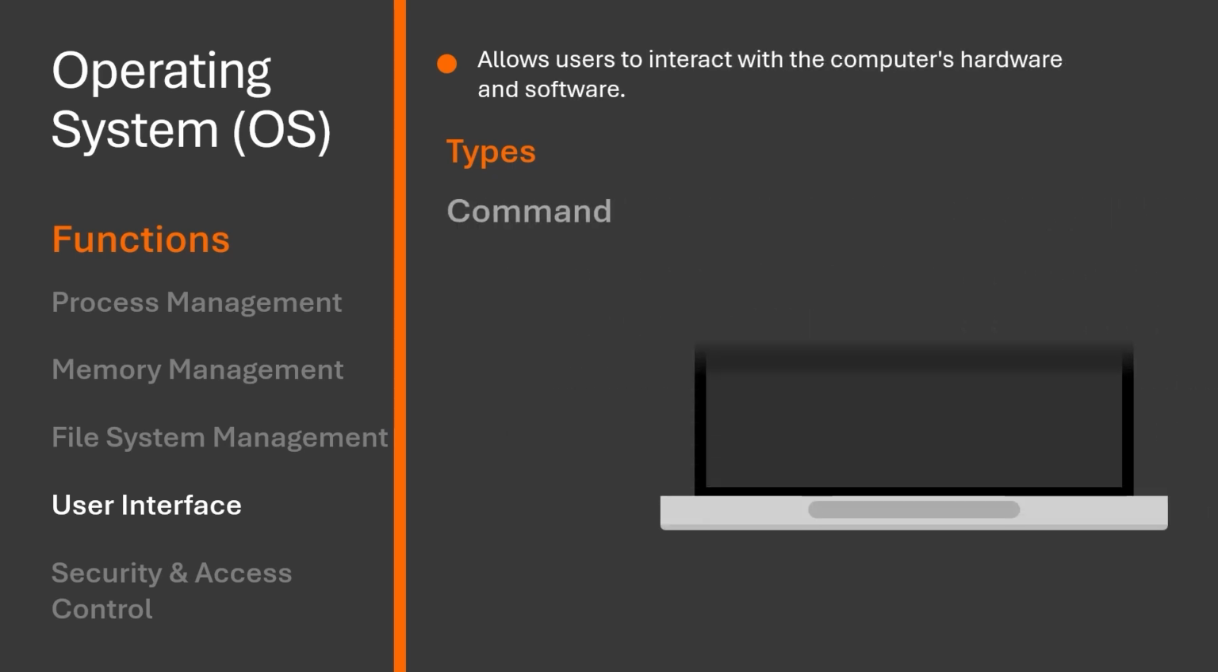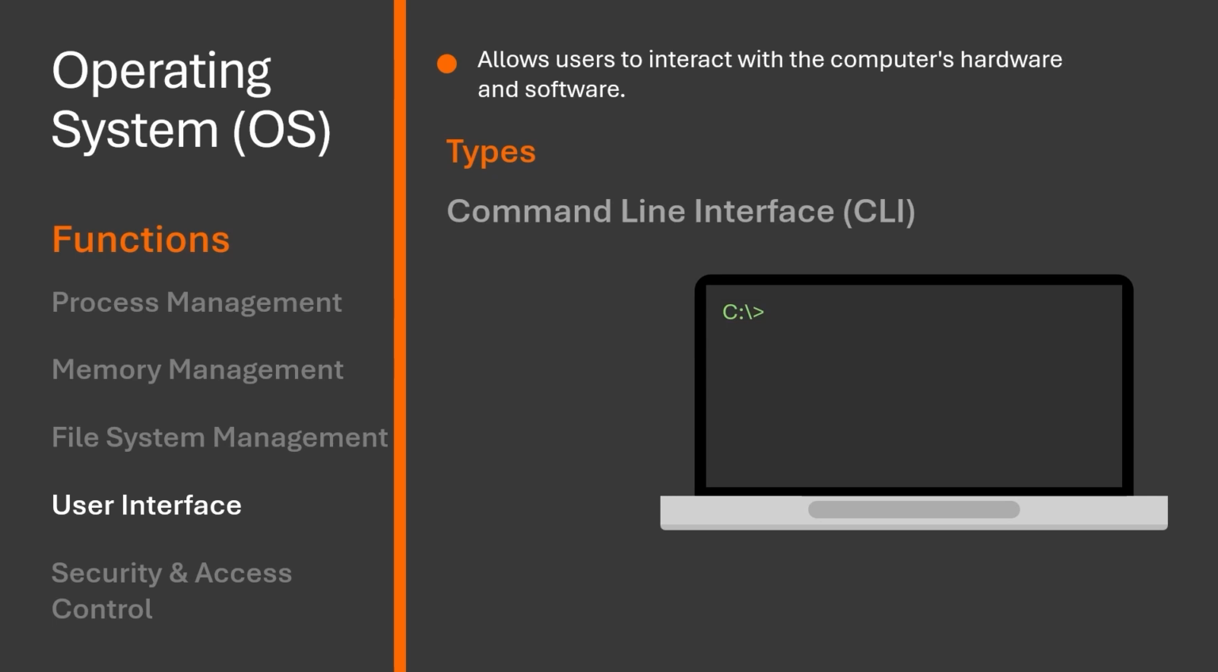And we also have a command line interface or CLI, which allows users to interact with the computer by typing text commands into a terminal or console. It features commands, which are specific instructions typed by the users to perform tasks, and a prompt, which is a symbol or text indicating the system is ready to accept commands. Examples would include Windows Command Prompt, macOS Terminal, and Linux Shell such as Bash.